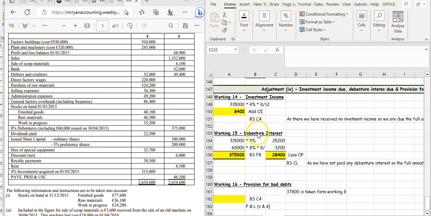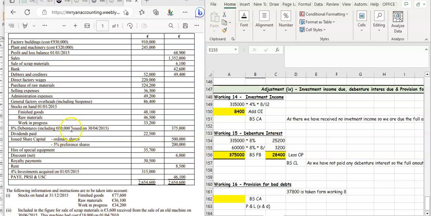So remember, when we're calculating debenture interest, we need to divide how much extra we got and not multiplying everything by 375,000. So you take the 375,000, you take away the 60,000 to see how much your debenture interest are for the year. So 315,000 multiplied by 8% gives you 25,200.